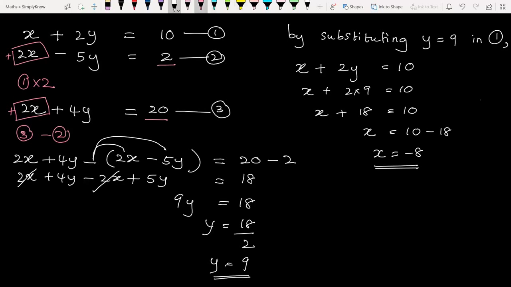So let's substitute x and y into the first equation. x is 6 now, plus y is 2. That means 2y is 2 times 2, 4. 6 plus 4 is definitely 10. That means 10. So our answers are correct.